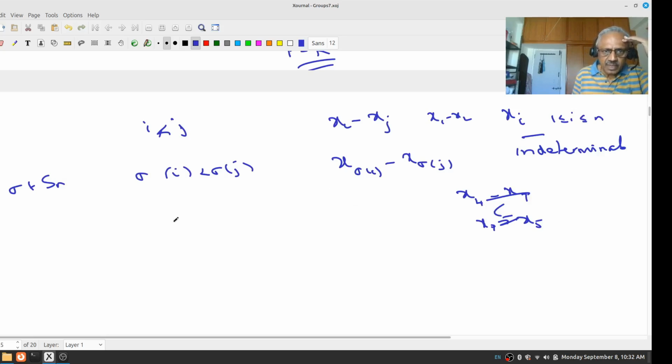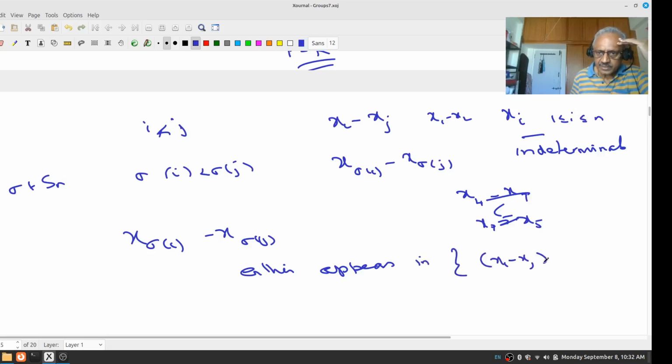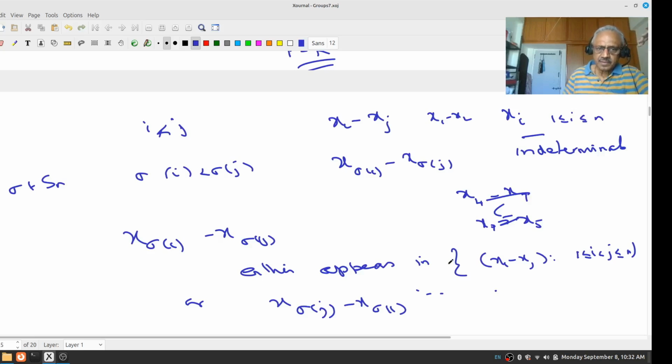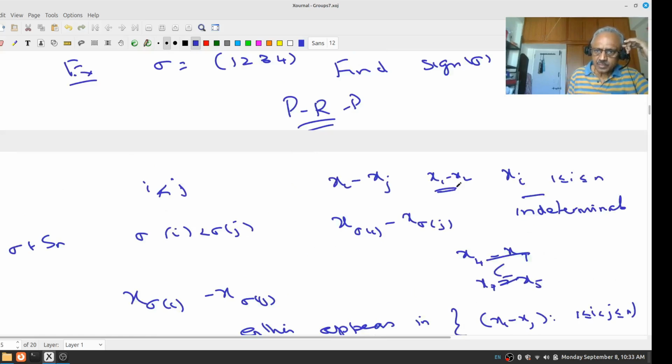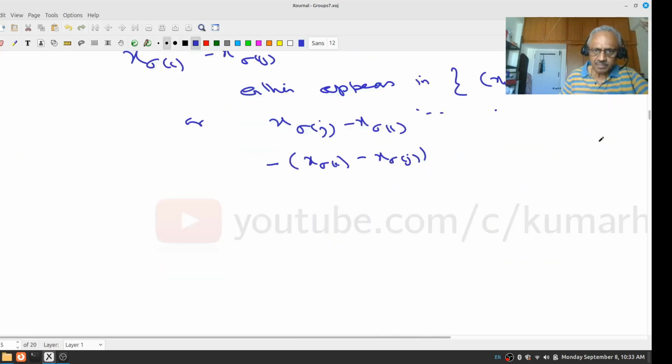That is, this x_sigma(i) minus x_sigma(j) either appears in the product of x_i minus x_j, where 1 less than or equal to i less than j less than or equal to n, or the other one, x_sigma(j) minus x_sigma(i), appears in this. That is, if you want, write it as minus of x_sigma(i) minus x_sigma(j) appears there. For example, x1 minus x2 will appear; if it is x4 minus x7, that will appear somewhere here. But if it is x7 minus x5, it will appear only as minus of this, that is, x5 minus x7 will appear. Do you understand this? So pause, review, proceed.